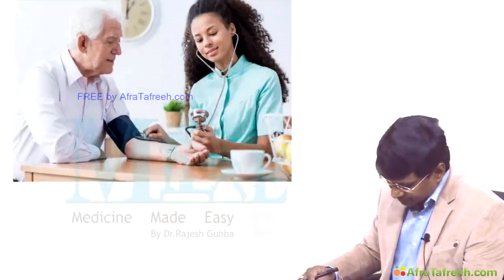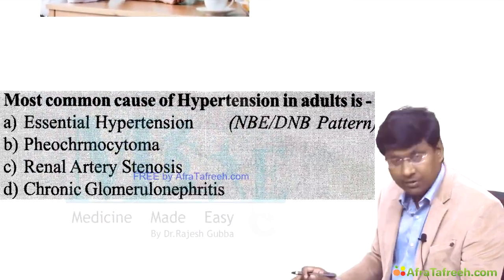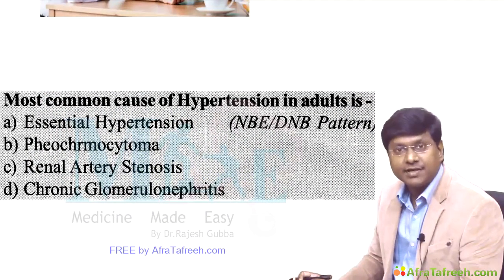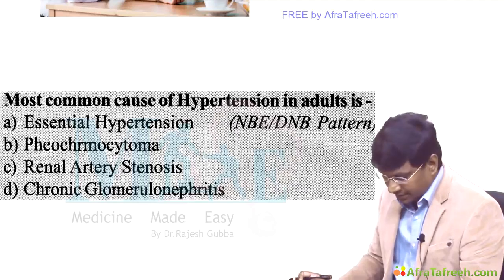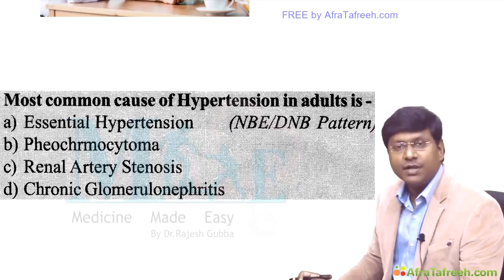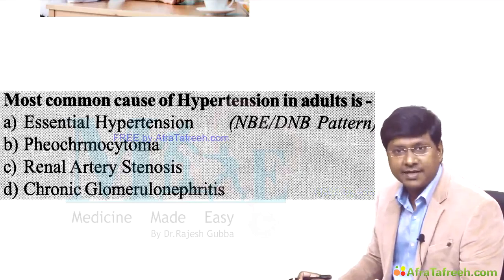Now, this is how the questions can be framed on this particular topic of hypertension. The question is, what is the most common cause of hypertension in adults? The options are: option A essential hypertension, option B pheochromocytoma, option C renal artery stenosis, option D chronic glomerulonephritis. Now, to answer this question, first you need to know what exactly are the types of hypertension, and later on I will tell you which is the most common cause for hypertension in adults.